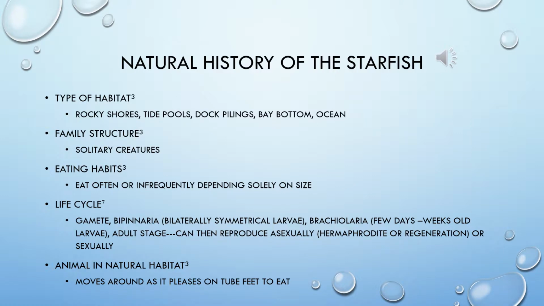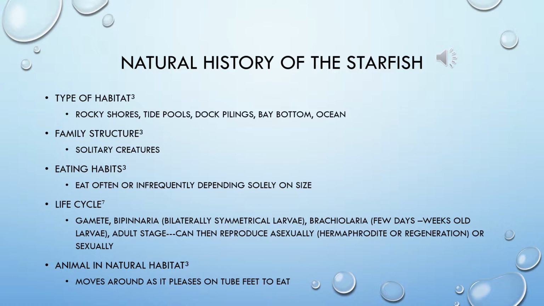So the starfish can live in many different habitats such as rocky shores, tidal pools, docks, bay bottoms, and the ocean. The starfish is often a solitary creature and it eats as often as needed depending on its size, not so much the life stage, more just the size.